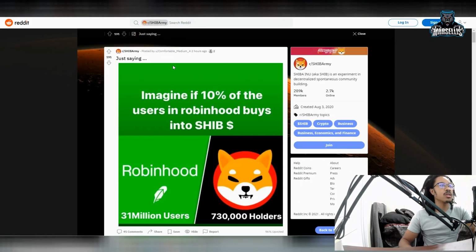Now over here you got this. Now someone inside the Shiba Army was talking about this inside of the Shiba Army Reddit, and this came from Comfortable Medium 42.